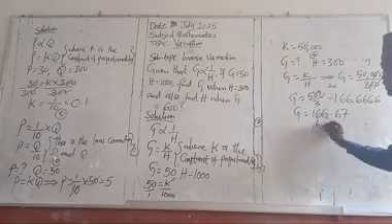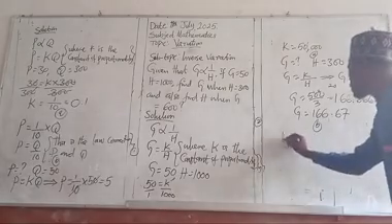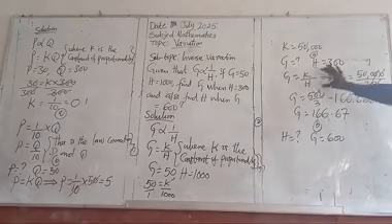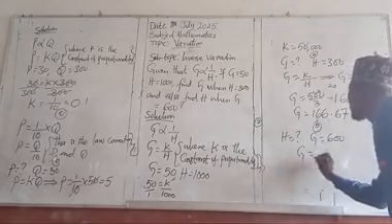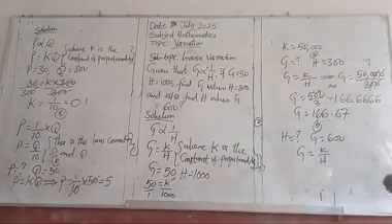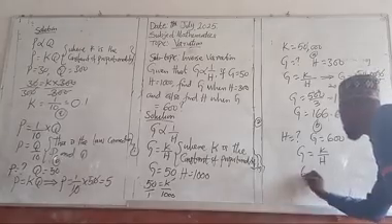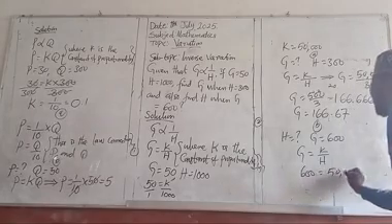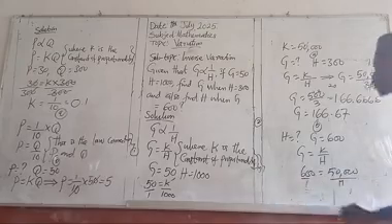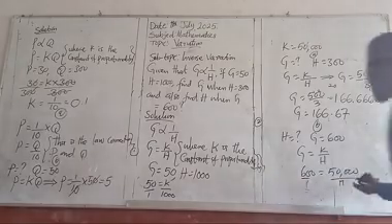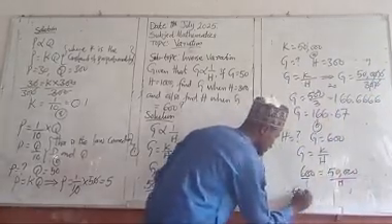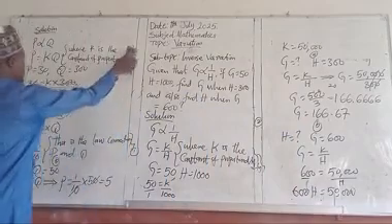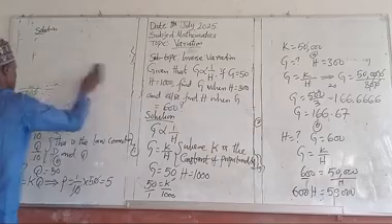Then, what are we looking for? Find H when G is equal to 600. So I'm going to use this formula again, G is equal to K over H. What is our G? 600 is equal to 50,000 over H. Cross multiply. You're going to have 600 H is equal to 50,000.